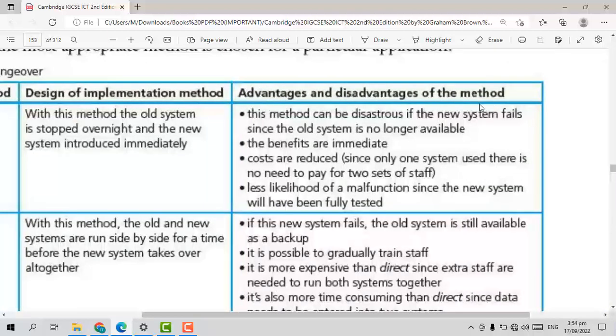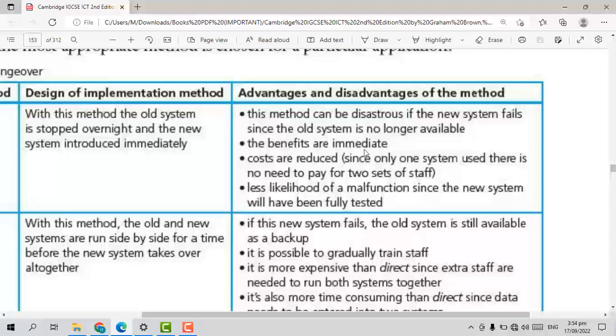This method can be disastrous if the new system fails since the old system is no longer available. So if I gave them the software and we changed from the old system to the new system overnight, and then we wake up tomorrow, we go to work, and the system is not working, then my work and my business is going to stop, right? I'm not going to be able to work. So this method can be disastrous if we have any trouble with the new system.